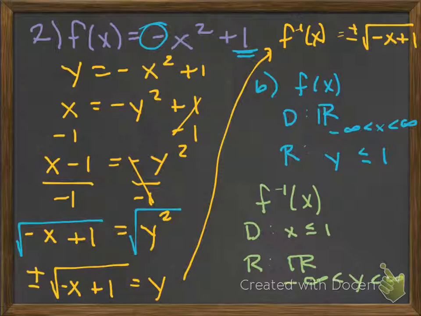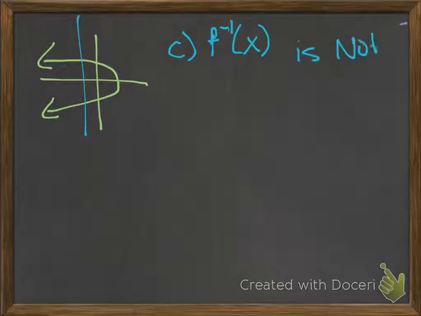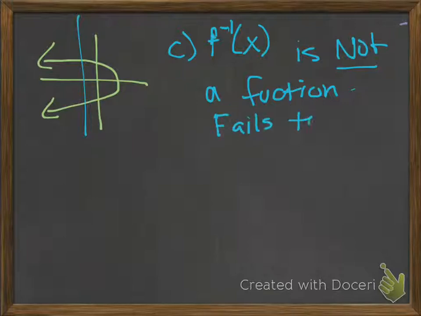So letter C, the last question wants to know, is your inverse a function? And if you remember from the notes from the other day, the picture for this is going to look something to this effect. So it's going to be like a sideways parabola. And if I were to draw a vertical line through my picture, notice it's failing the vertical line test. So letter C, my inverse is not a function because it fails the vertical line test.